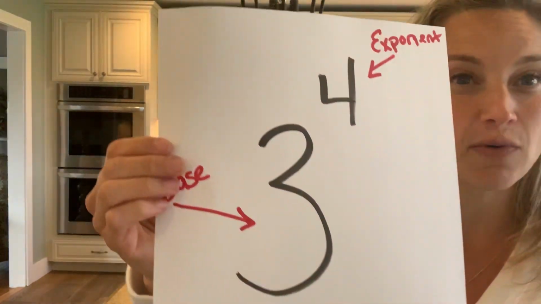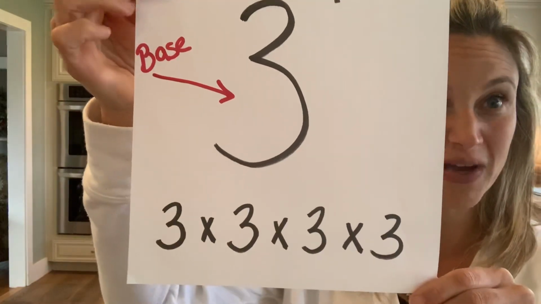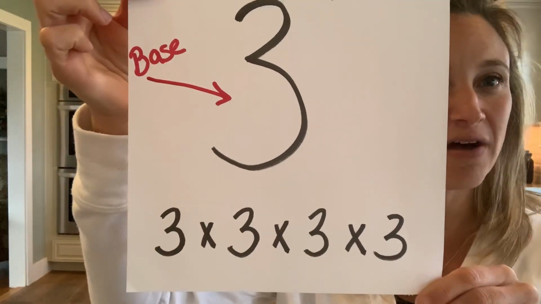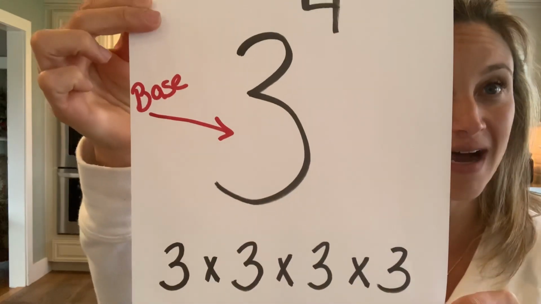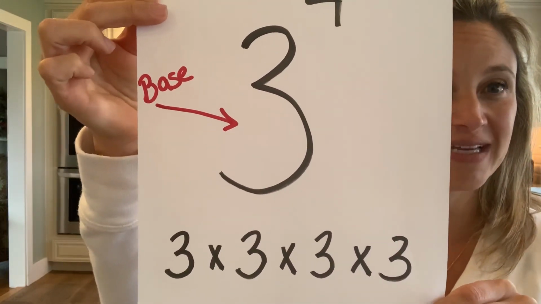When we're working with exponents, that 4 or whatever number is in the power, whatever number is our exponent, is telling us how many times to multiply the base by itself. Always multiplying by itself. So here, when we look at 3 to the 4th, that is telling us that we're going to multiply 3 by itself 4 times. 3 times 3 times 3 times 3.